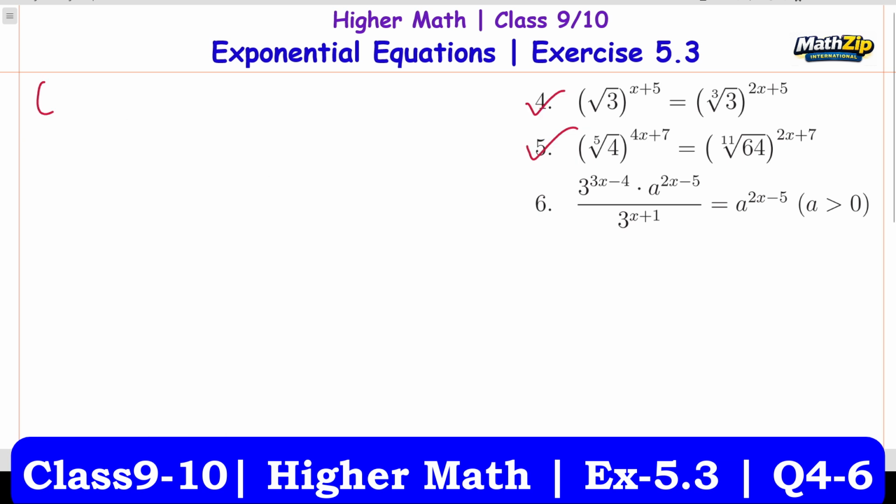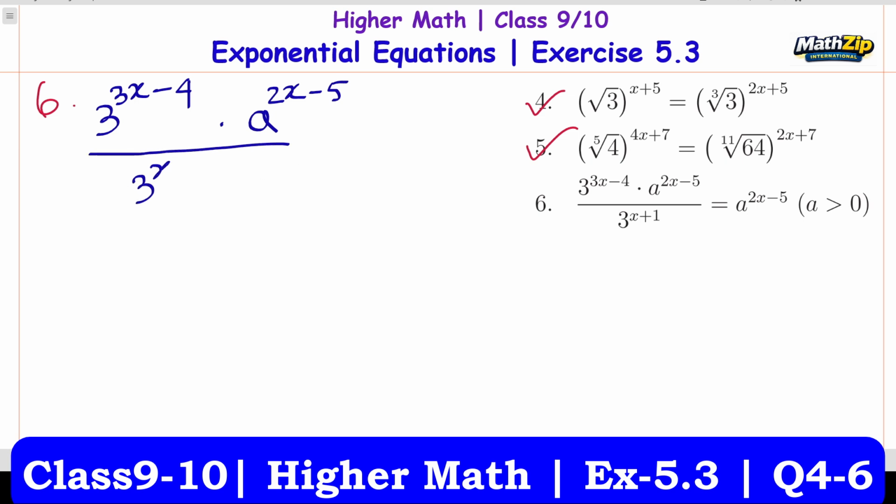Question 6. 3 to the power 3x minus 4 times a to the power 2x minus 5 divided by 3 to the power x plus 1 equals a to the power 2x minus 5. But here is a condition, a should be greater than 0. So in this case, what can we do?